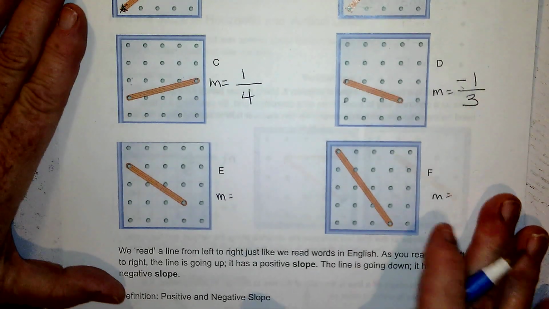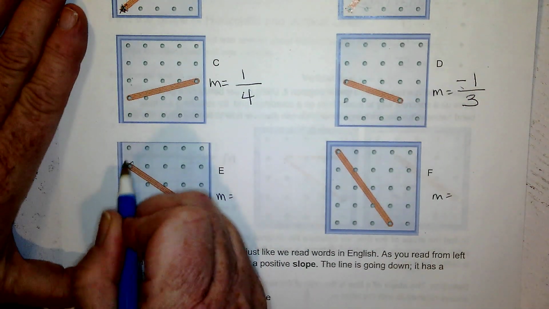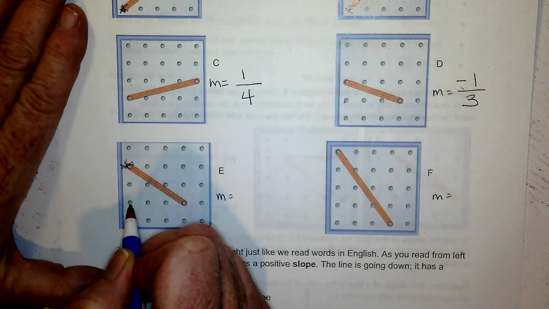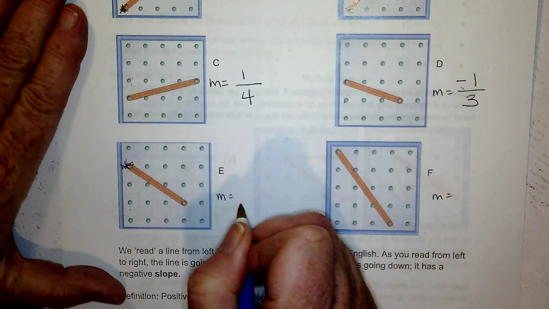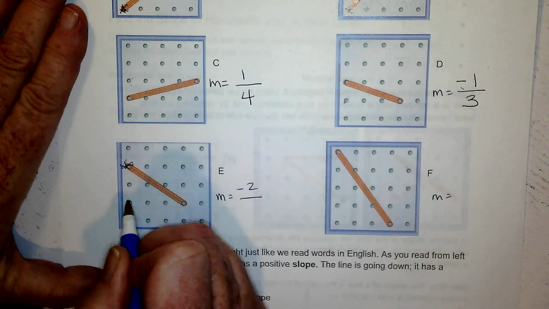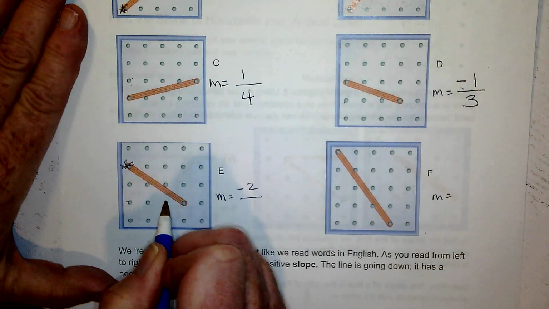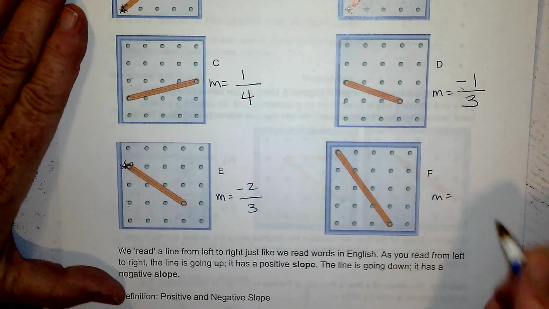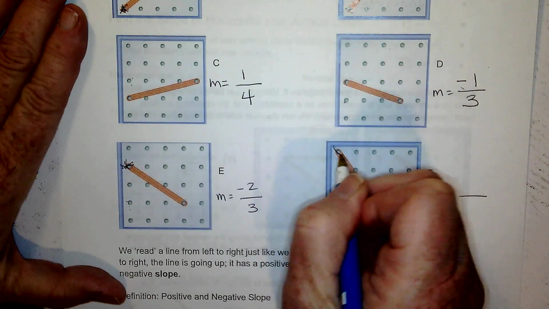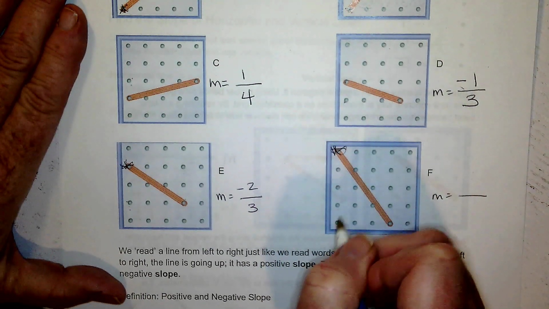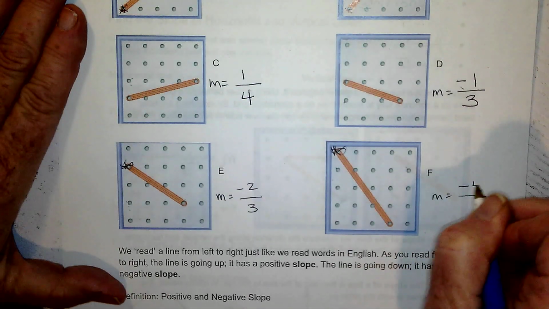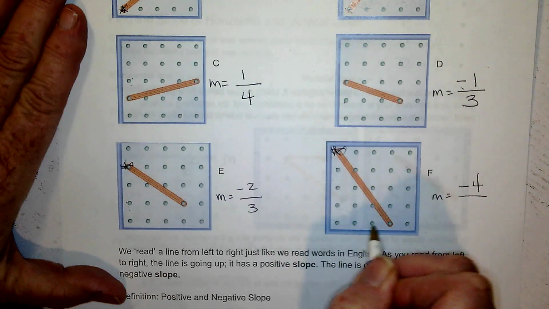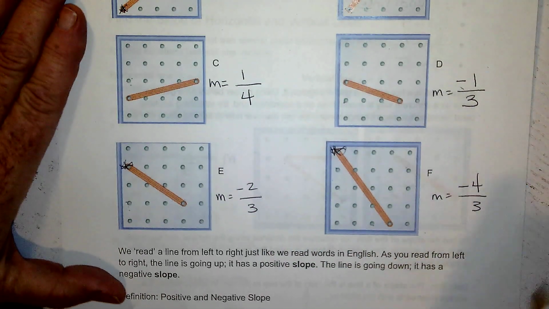Okay, always start with this one. Our rise is going to be going down, so it's going to be negative 1, 2. And then from here, we're running 1, 2, 3. Last, we start with this one. We're rising down. So 1, 2, 3, 4, negative 4. And then we're running 1, 2, 3.